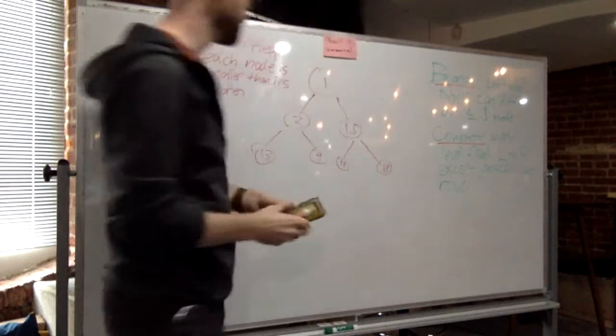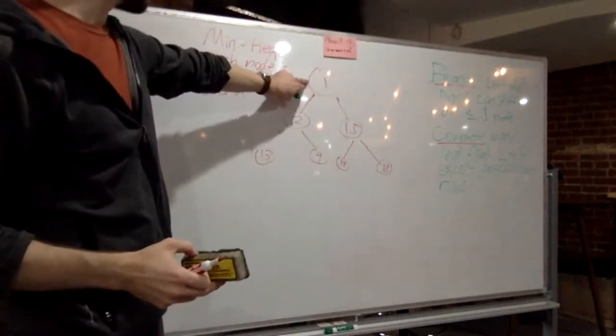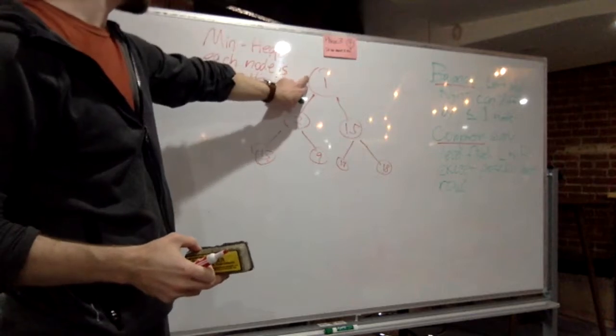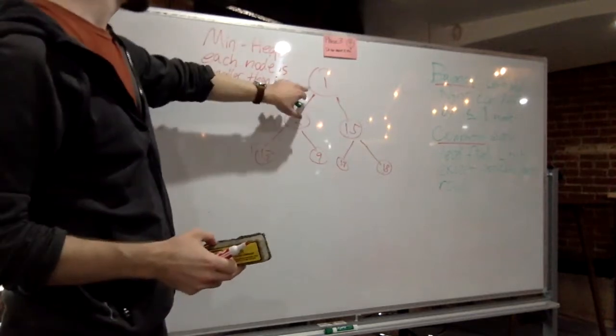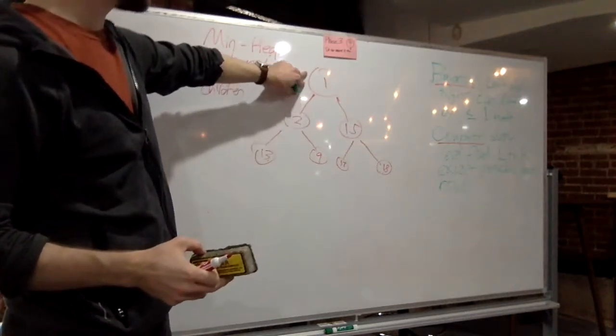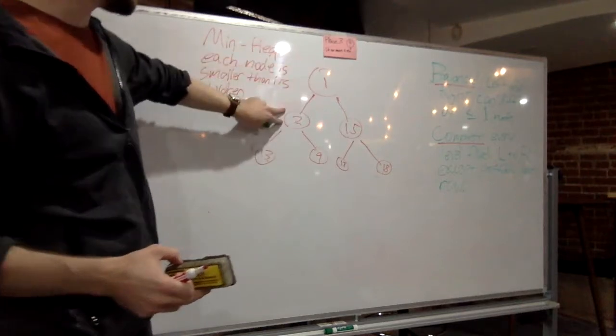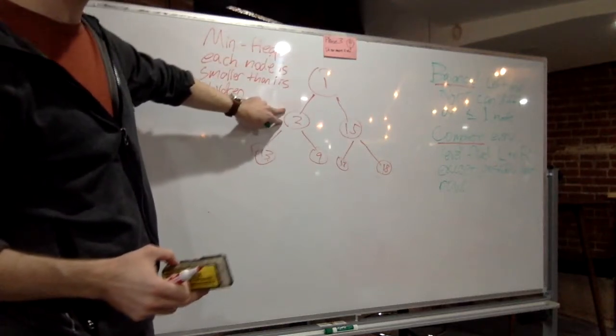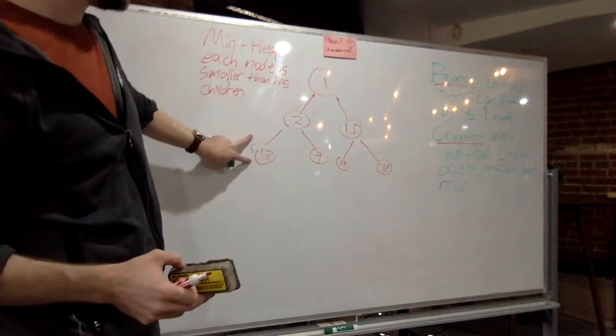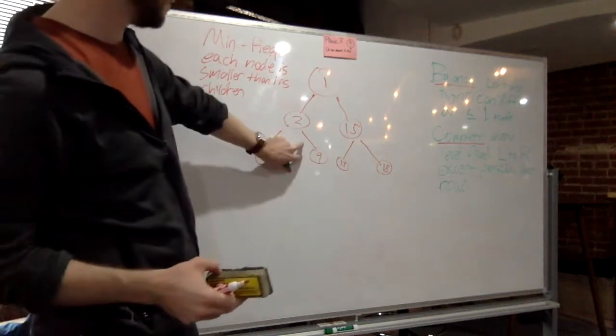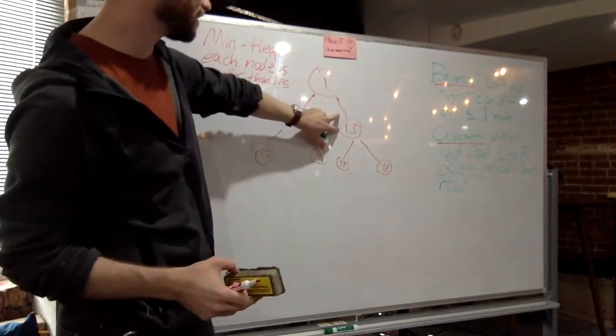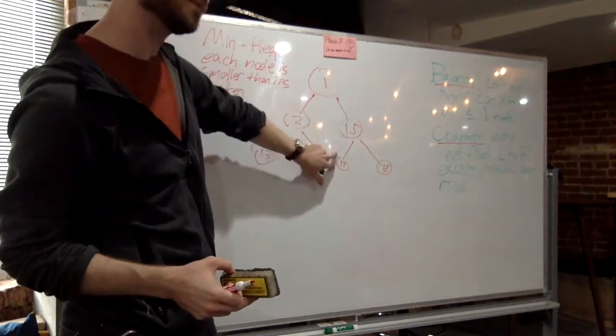So is this node smaller than its children? Yes. Is this node smaller than its children? Yes. This one? Yes. No children. Is this one smaller than its children? Yes. No children.